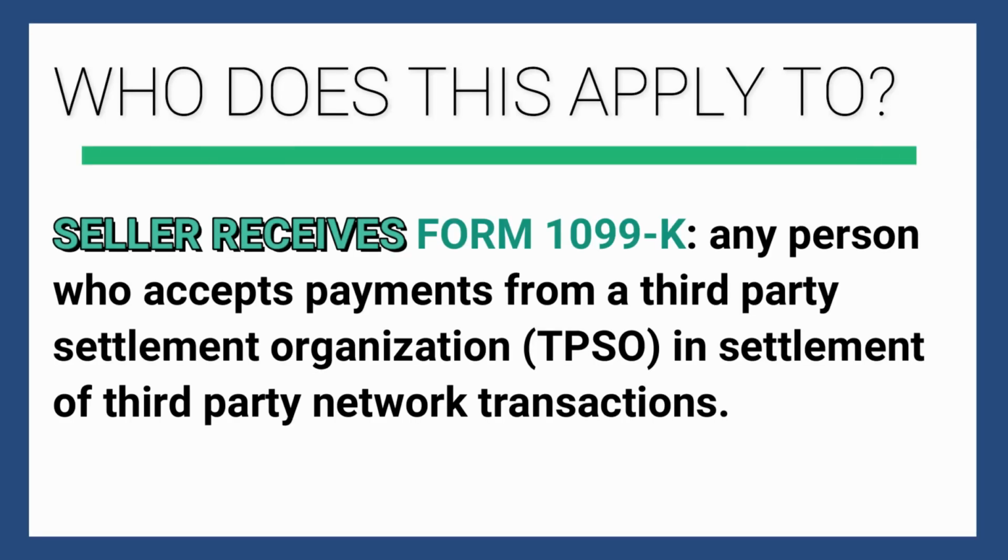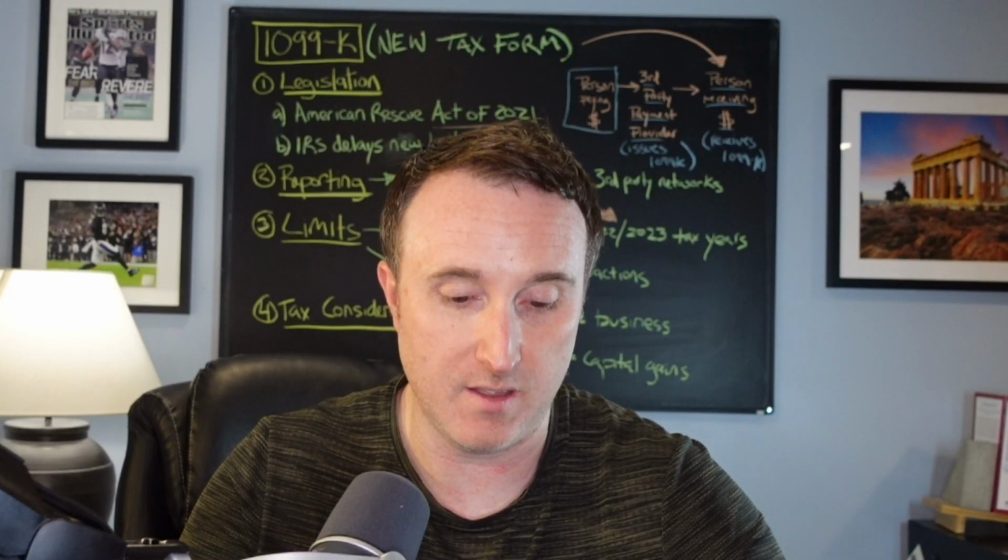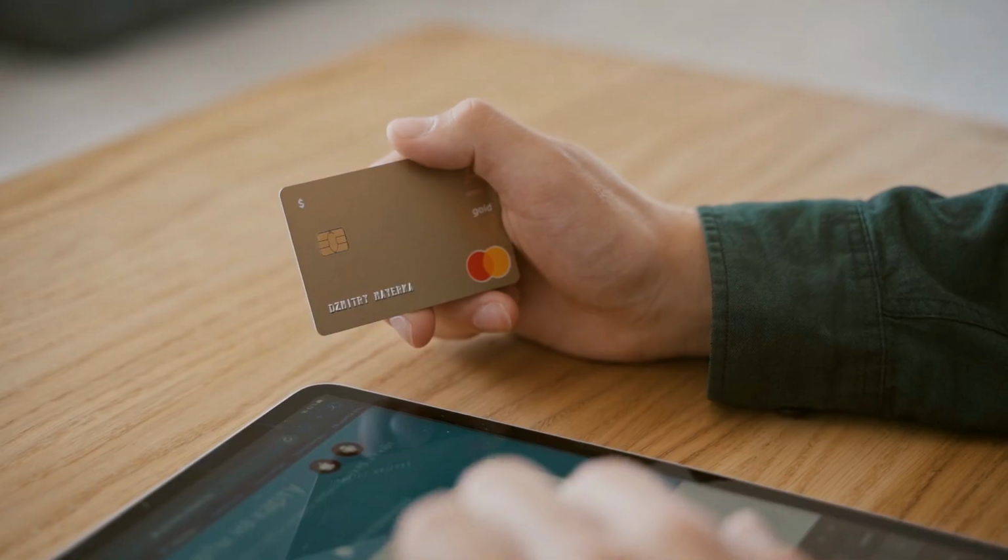Now, the buyer is not going to receive the 1099-K. It's the seller. The person that is receiving the money is going to receive the 1099-K. So if you're buying items online through a Venmo, a PayPal, third-party application, you do not need to worry about receiving a 1099-K. It's only the sellers that will end up receiving a 1099-K.